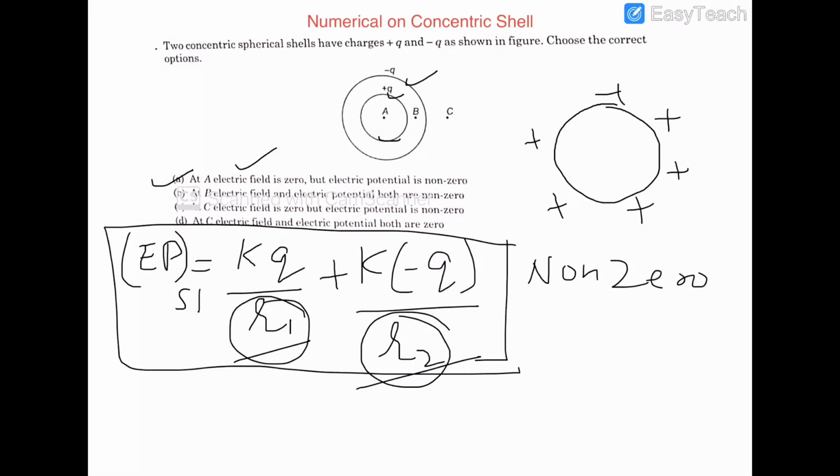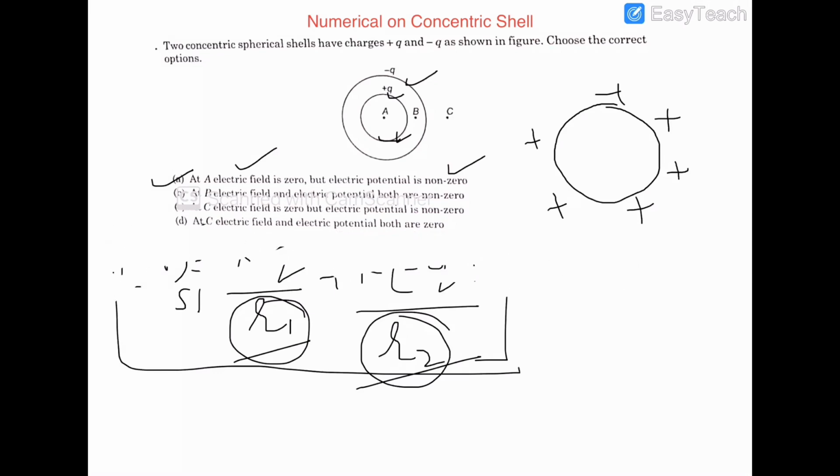That means there is some electric potential at the surface of the first shell. If there is some electric potential at the surface, the same electric potential will be at the center of that shell. We know electric potential remains constant inside. That means the second part of the statement, but electric potential is non-zero, is also correct. So our first option is correct.